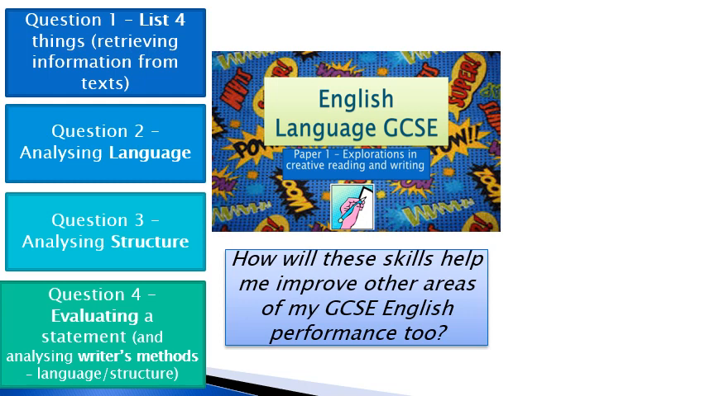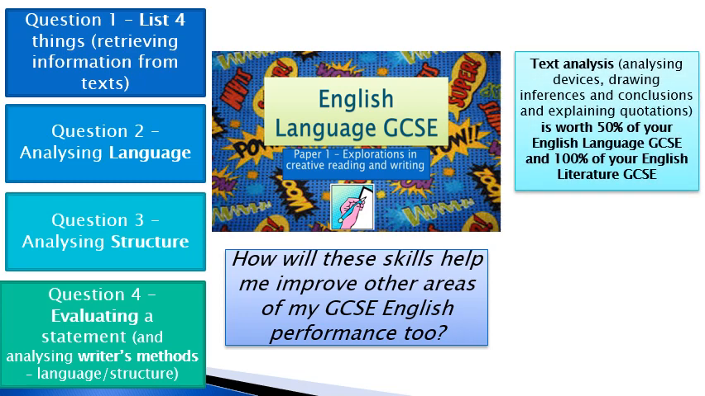But why are we doing these? How are these going to help me improve other areas of my GCSE English? Well, about 50% of your English language GCSE is about analysing texts, unseen texts. So that's being able to analyse devices, draw inferences and conclusions, and explain quotations. But 100% of your English literature GCSE is analysis of text. It's just a large proportion of it is analysis of seen text. That means text that you've read in class previously.